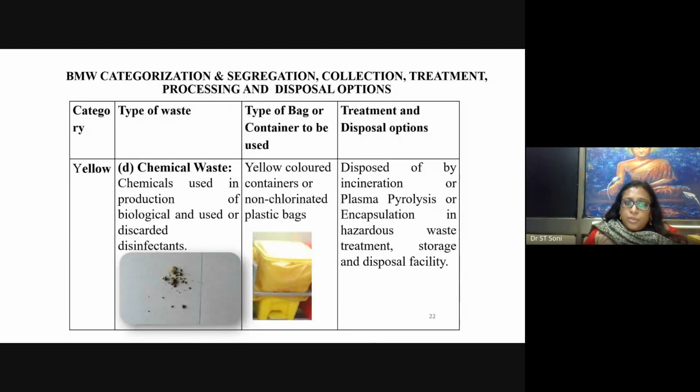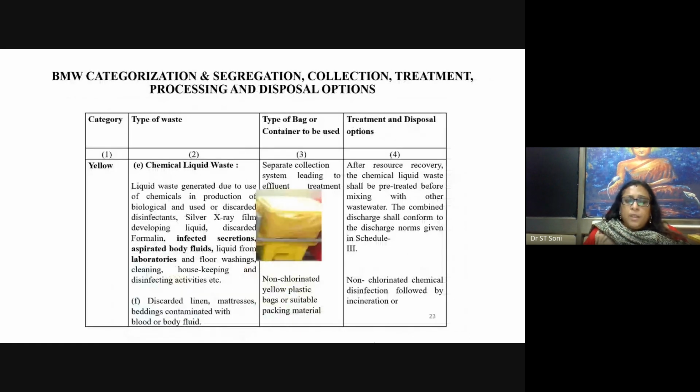Chemical waste used in the production of biological products and discarded disinfectants are also supposed to be discarded in the yellow category only, in yellow colored containers and non-chlorinated plastic bags, and then you can encapsulate them, or the best is incineration.